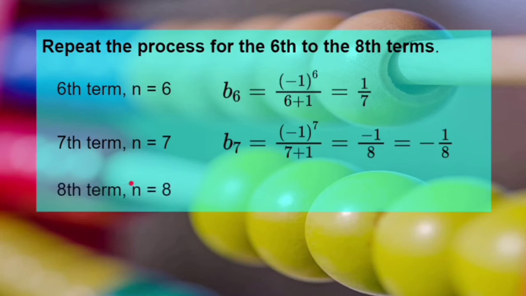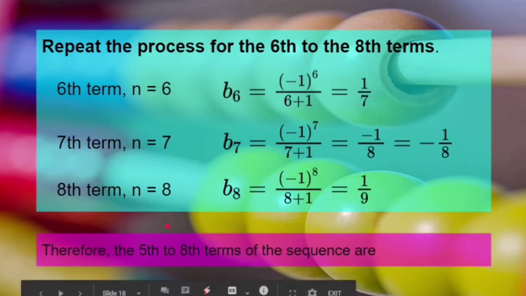And for the eighth term, b sub 8 is equal to -1 raised to 8. Again, even, so that is +1 all over 8 plus 1, which is 9. So the answer is 1 over 9. So therefore, the 5th to 8th terms of the sequence are -1/6, +1 over 7, -1/8, and +1 over 9.